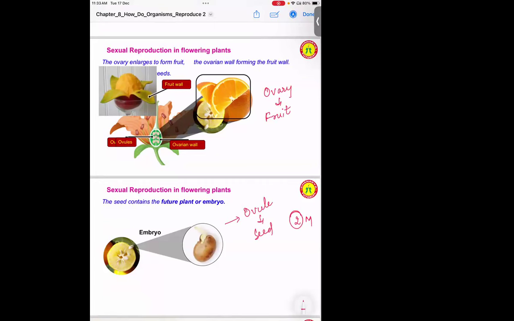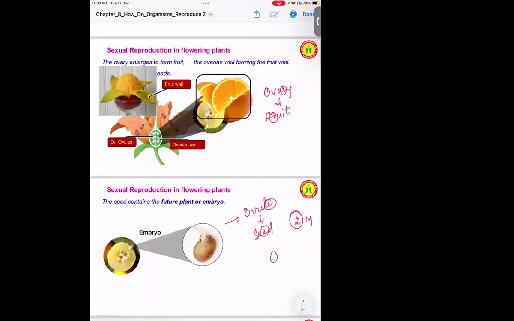What is the trick? Here in the ovary R comes, right? In the fruit also R comes, right? So learn like that. Ovary has R, that is why the answer will be fruit. Then in the ovule E is there. In the seed E is there, right? So that is how the answer will be seed.